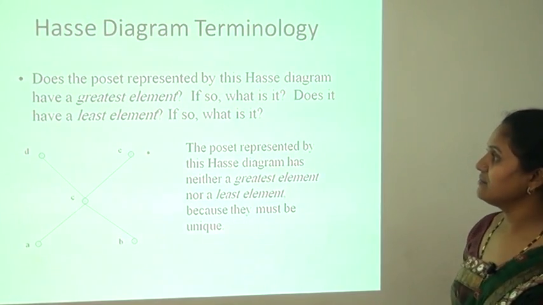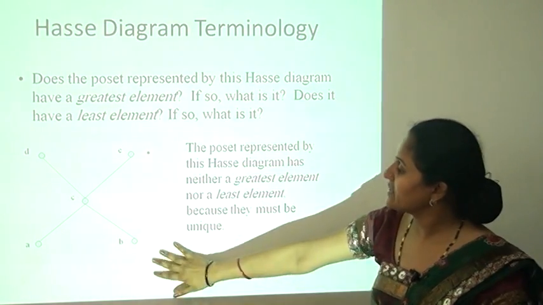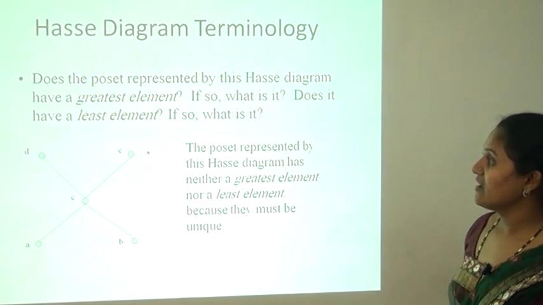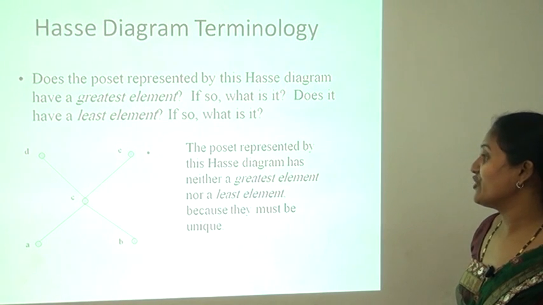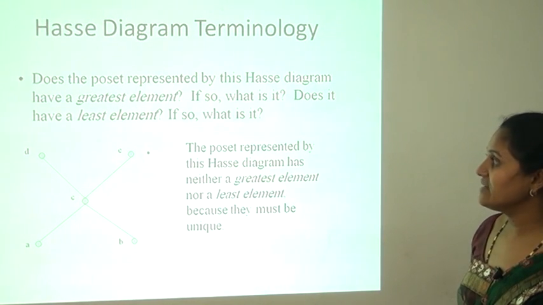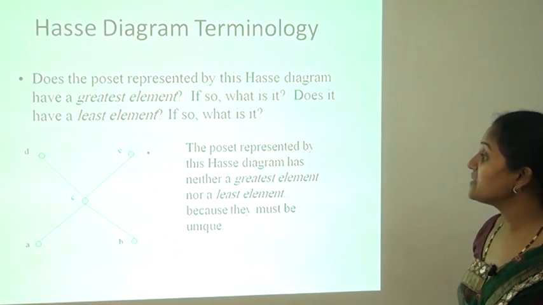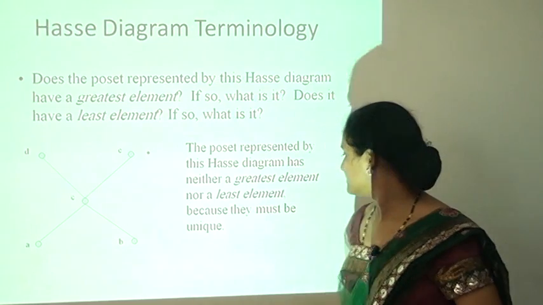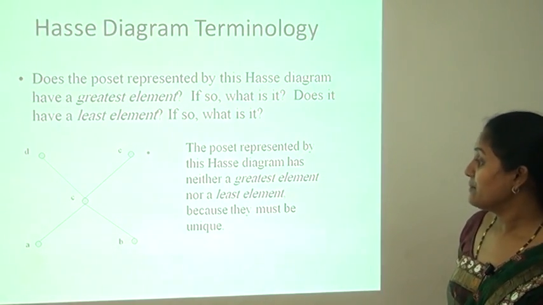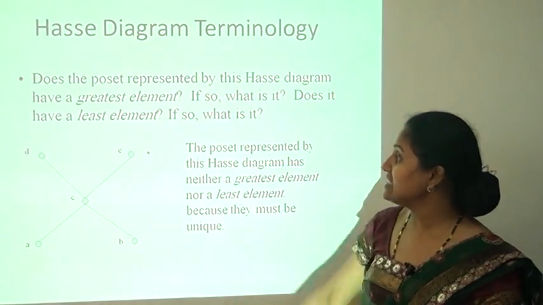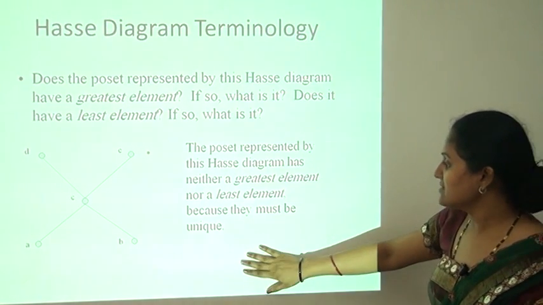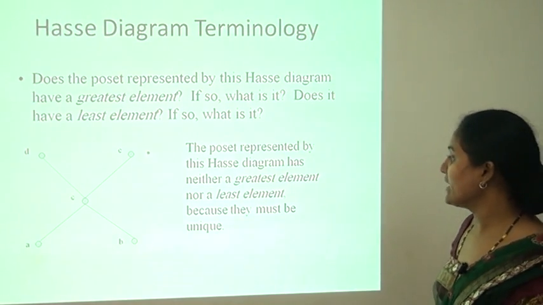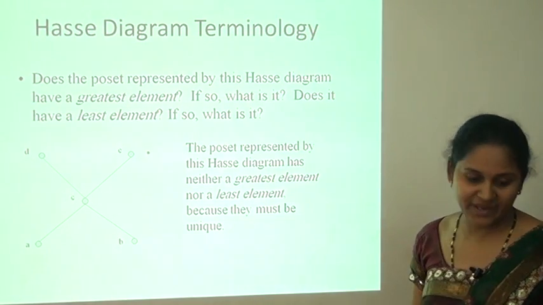In this particular example, does the poset represented by the Hasse diagram have a greatest element? If so, what is it? Does it have a least element? If so, what is it? The question is repeated, but here we can say these two are greatest, these two are the least, but no element is unique. So this has no unique element, that's why it has no greatest element, neither a least element.